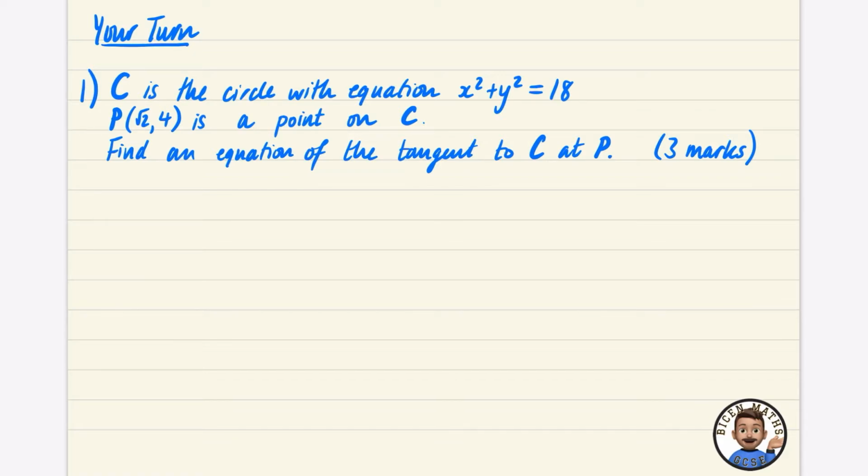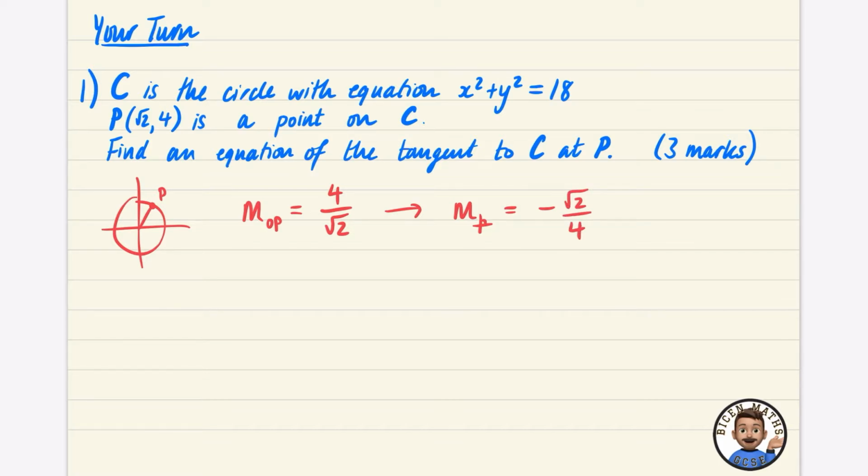Okay, so I guess what I'm going to do is a quick sketch just to slightly visualize what's going on. P is going to be somewhere over here, it doesn't really matter. Oh yeah, of course, the first step is to find the gradient of OP. So that's going to be the change in y, which is the y coordinate, divided by the change in x, which is root 2. So when I'm finding the gradient of the perpendicular, I'm going to take the negative reciprocal of that. So that's going to be negative root 2 over 4.